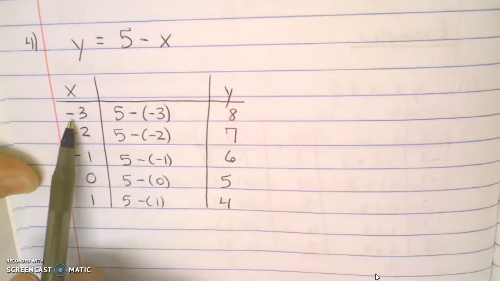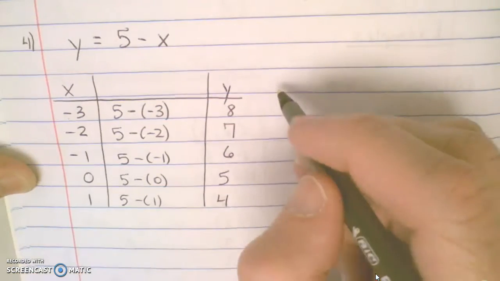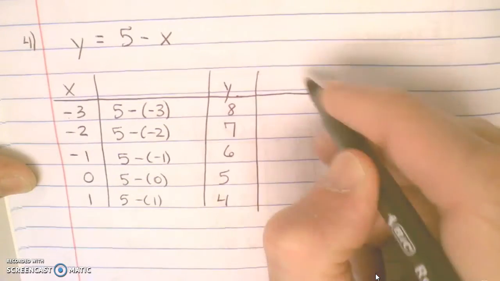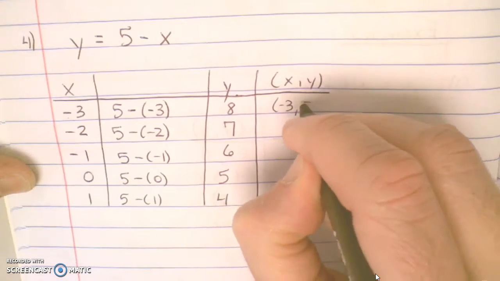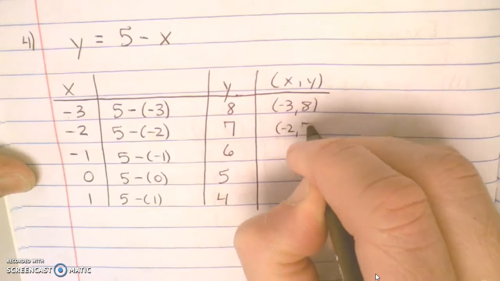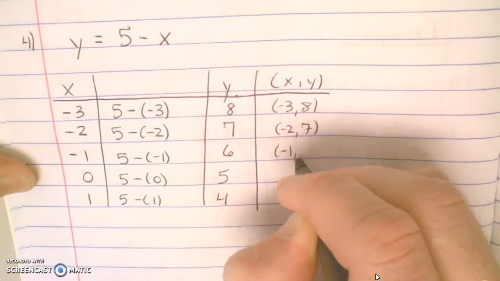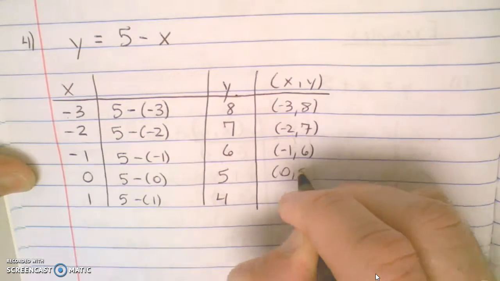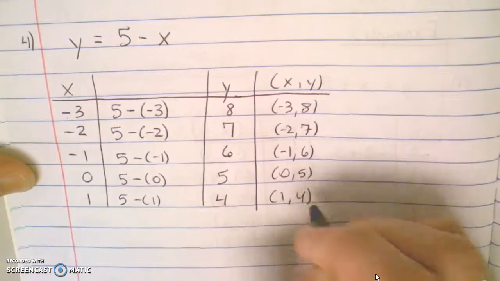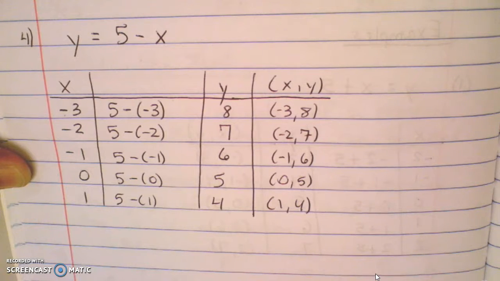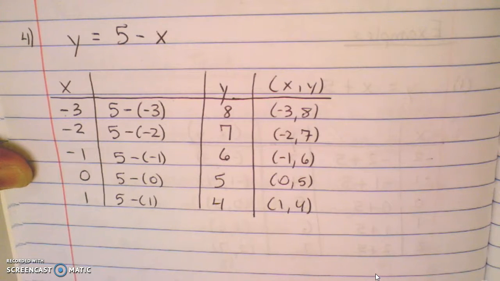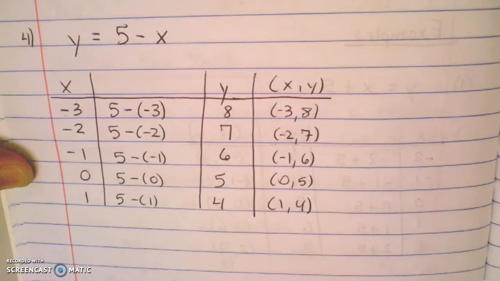So I'm just taking my inputs, my x values, and plugging them in to see what y values I get. And then I can list those as coordinates. So I've got -3, 8, -2, 7, -1, 6, 0, 5, and 1, 4. So this is looking at using an equation to fill out a table and connecting your inputs with your outputs. So now you should be ready to move on to the practice problems in class tomorrow.